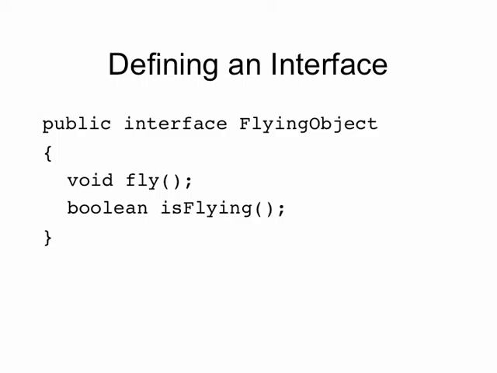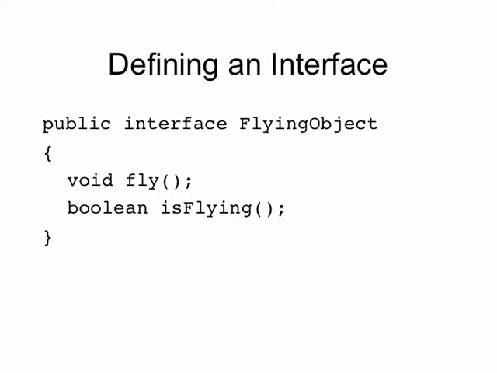So how we define an interface is we say public interface. Notice we've replaced the word class with the word interface. And then we provide a name. The rules for naming interfaces are the same as the rules for naming classes. We start with an uppercase letter, no keywords, no special characters, no spaces. And then our interface looks a lot like a class, except that it's just got method headers in it.